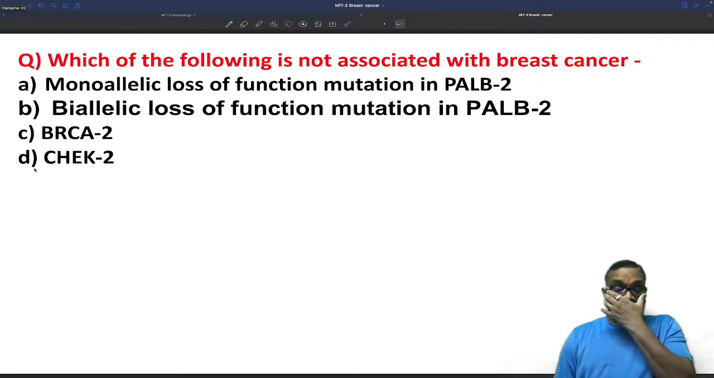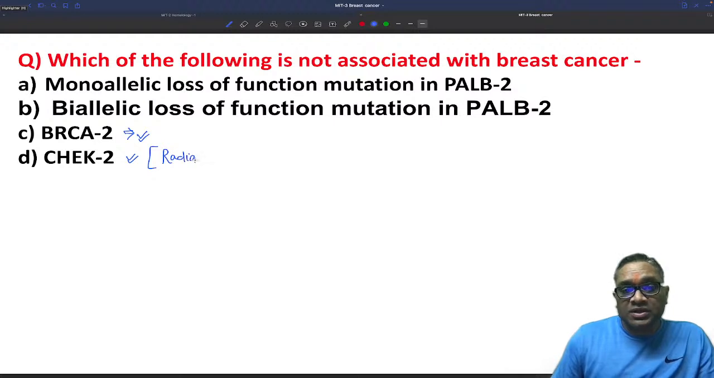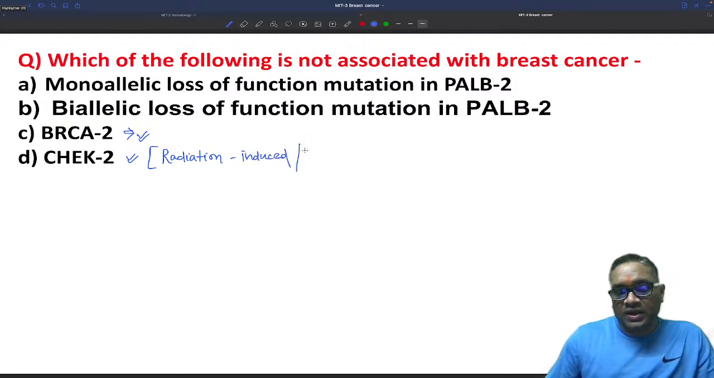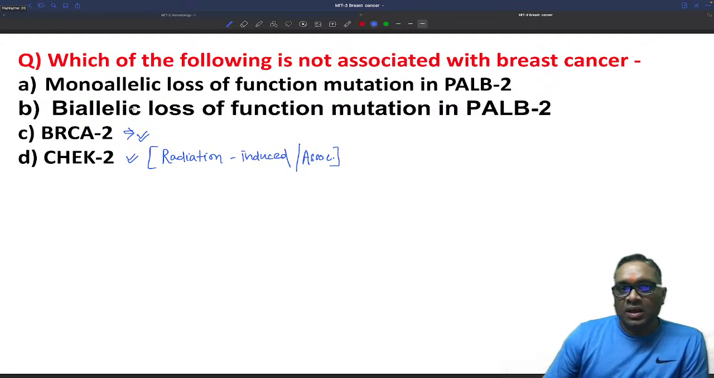Which is not associated with breast cancer? First of all, we should know that breast cancer is associated with BRCA2. CHEK2 is also associated with breast cancer, and this is associated with radiation associated or radiation induced breast cancer. So CHEK2 and BRCA2 both are associated with breast cancer.